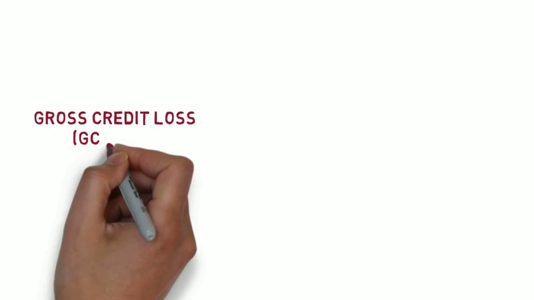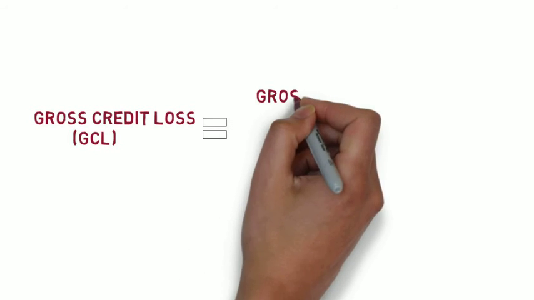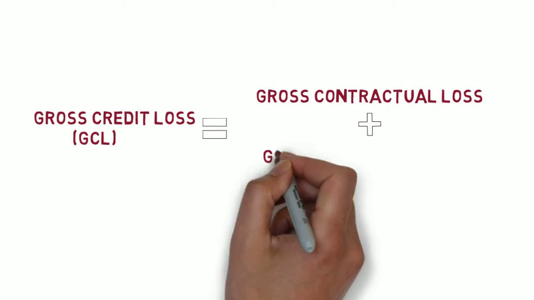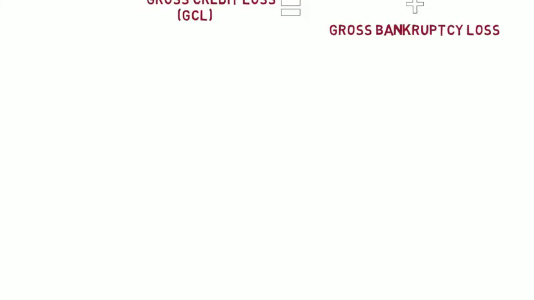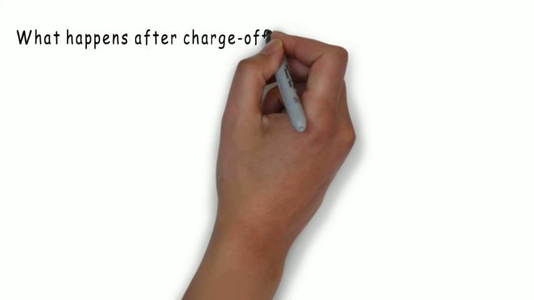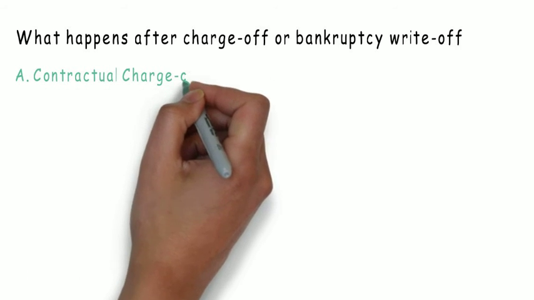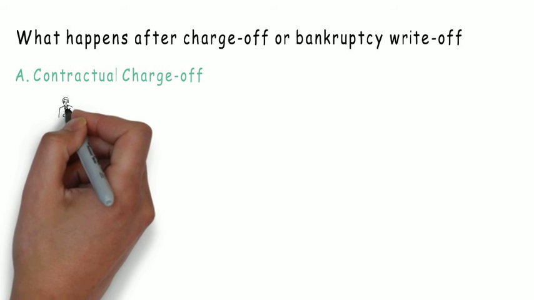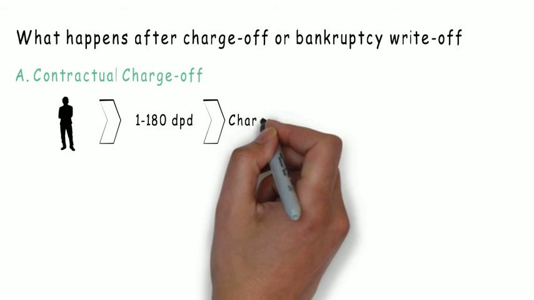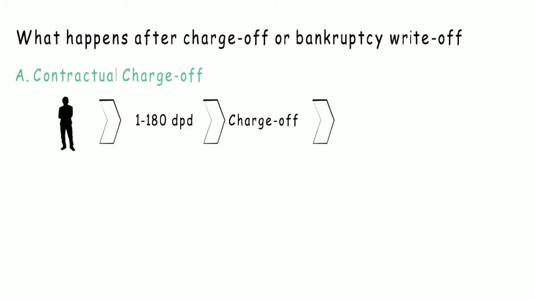So the total gross credit loss, which is also called GCL, is the sum of the contractual losses and the bankruptcy losses. Now let's understand what happens after an account charges off or goes bankrupt. Let's take the charge off first. The account charges off after 180 days past due and bank realizes the outstanding balance is lost. However, even after the charge off, bank tries to collect the debt from consumers and mitigate as much losses as possible. This process is called recoveries.